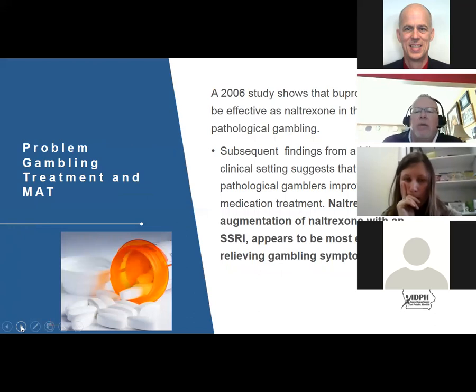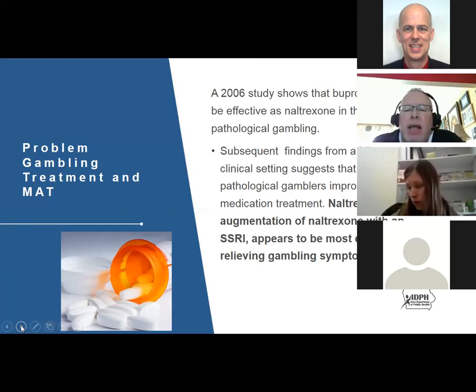Medications. One of the things that we want to talk about is, are there medications that work? And the answer to that is, yeah, sort of. Naltrexone has been used both in substance abuse and in gambling, and it can be effective. You're going to have to check with your psychiatrist to see if naltrexone is warranted with this population. But if you augment with an SSRI, sometimes you have some relief in gambling symptoms.